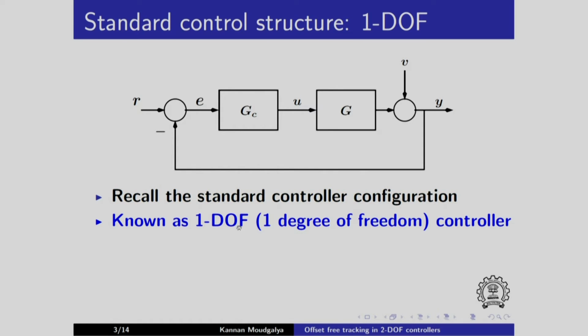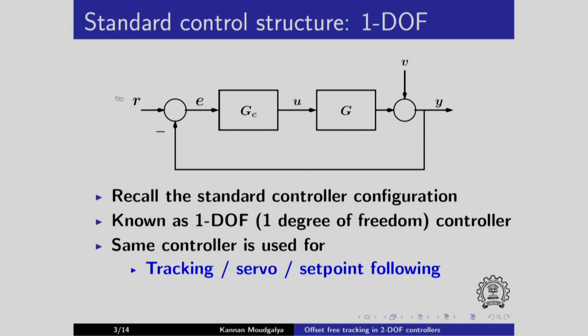This is known as the 1 DOF or 1 degree of freedom controller, because the same controller Gc is used for tracking and also for disturbance rejection. Both the reference signal or the set point signal and the disturbance go through the same controller.